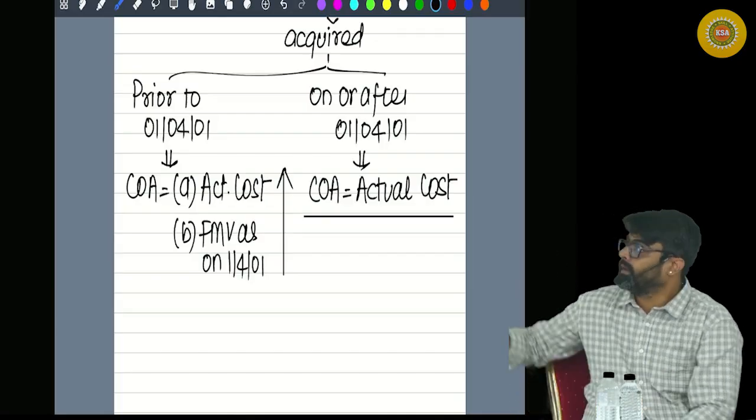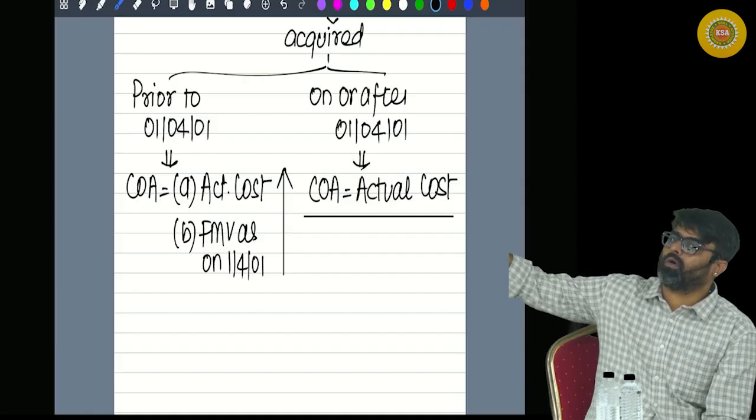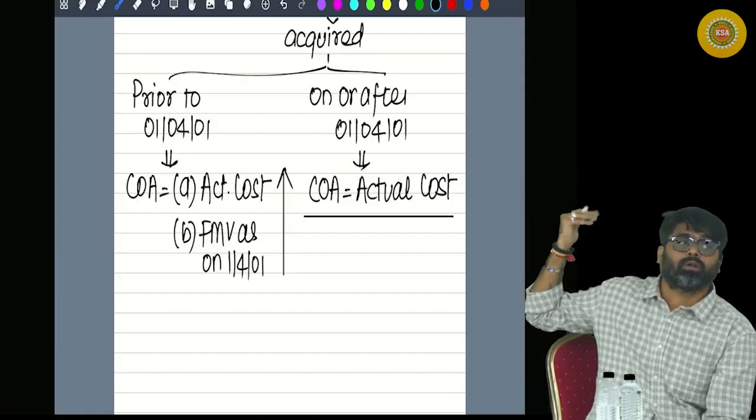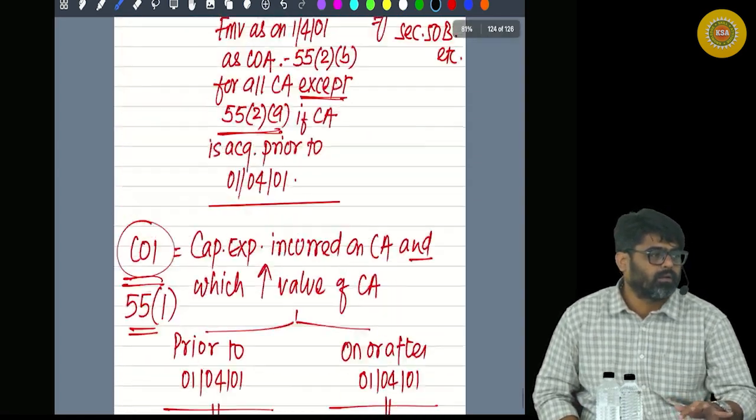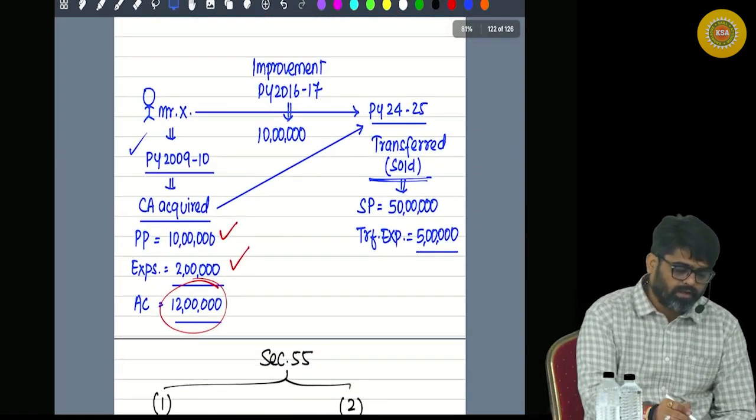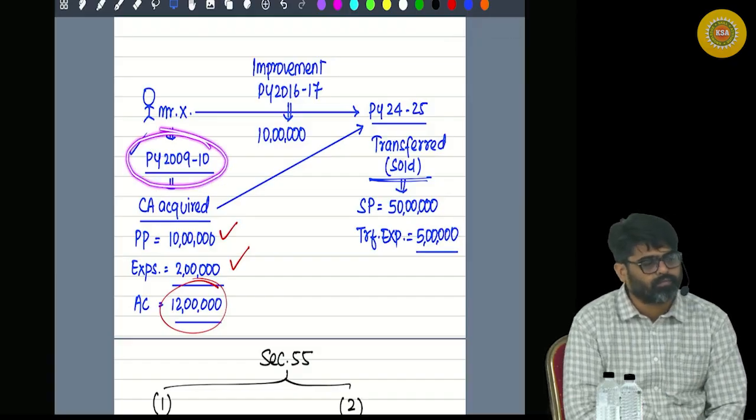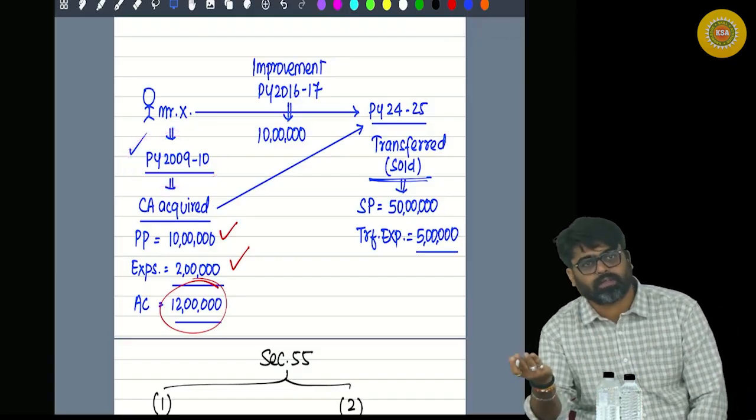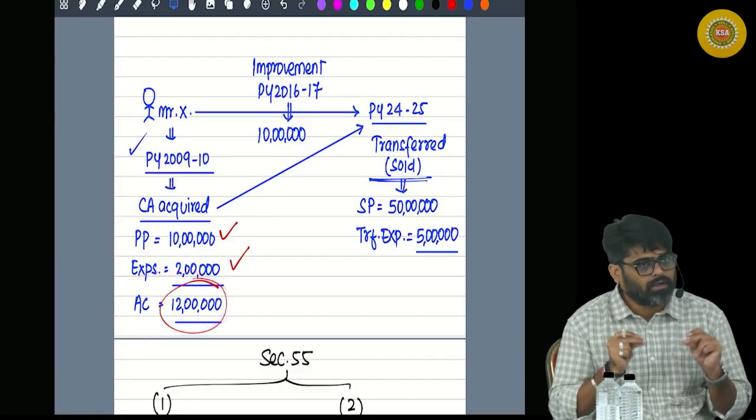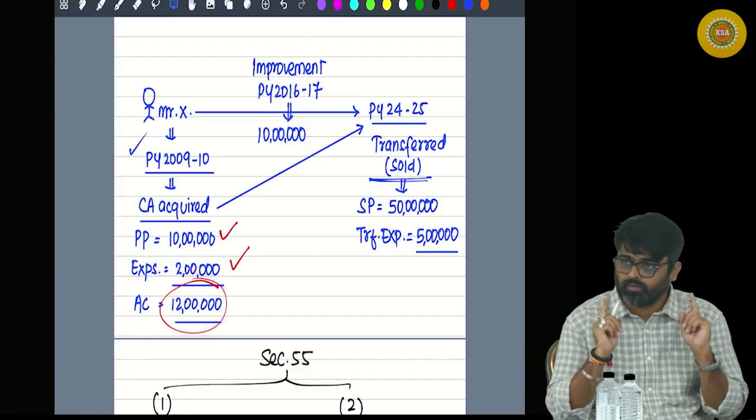If the capital asset was acquired on or after 1st April 2001, date of acquisition is on or after 1st April. In my example which I took here, what was the date of acquisition? On or after 1st April? So what is the actual cost? That will be taken as cost of acquisition.